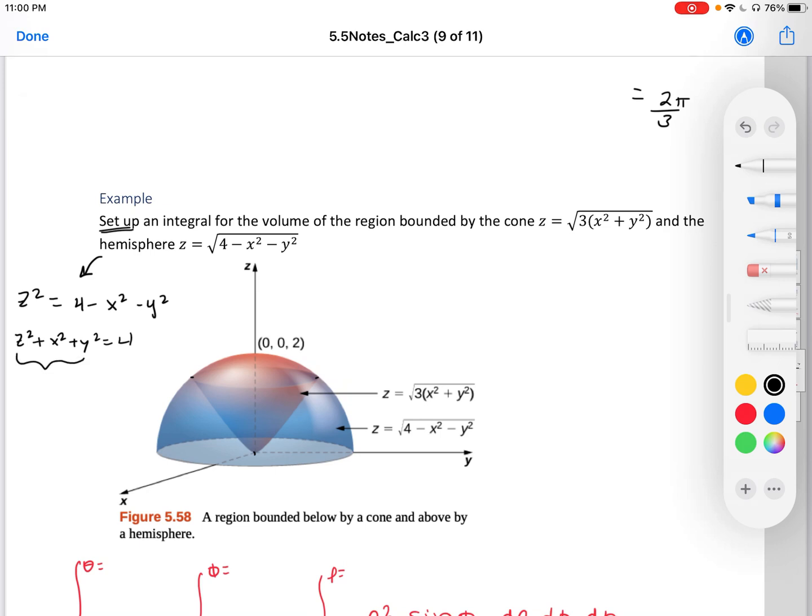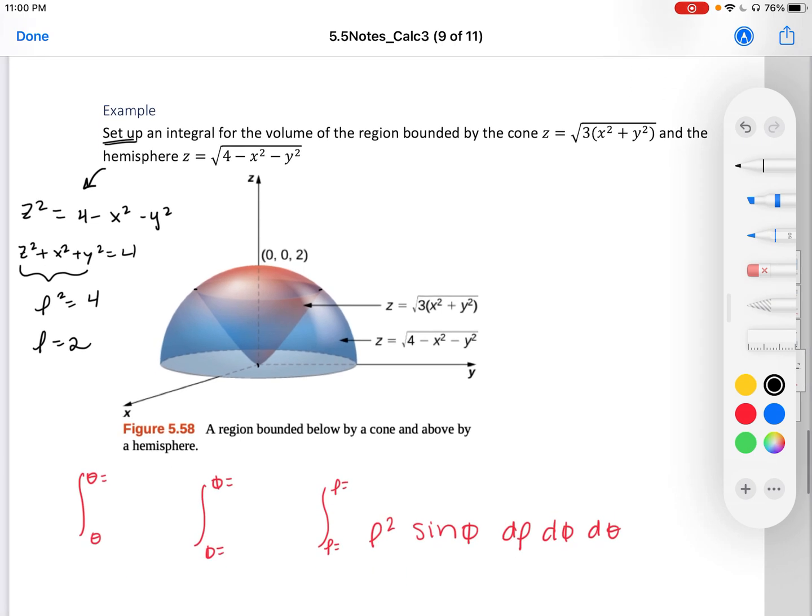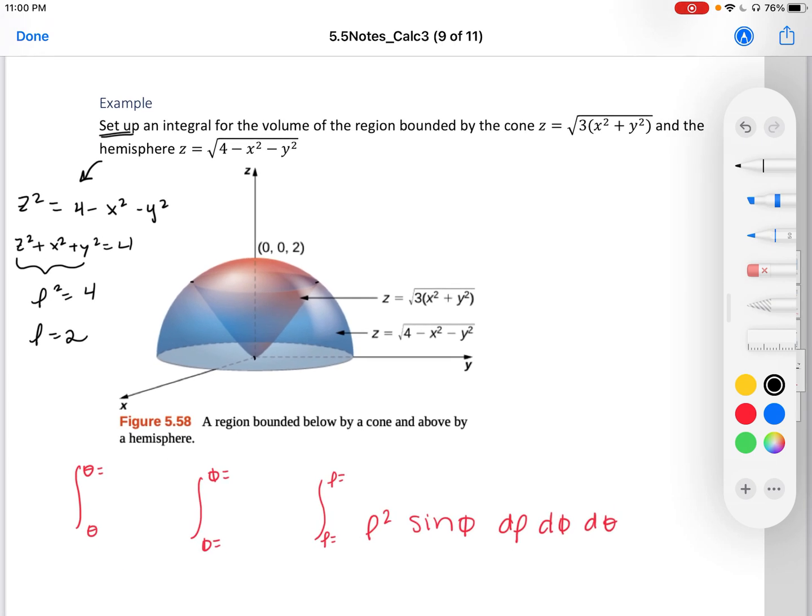And according to our chart in the very beginning, that's rho. So rho squared is 4, therefore rho is 2. So this gives us our value for our rho. Our rho extends from 2 to 0. And that would make sense, right? Go from 0 to 2. Now we need to come up with this value b.